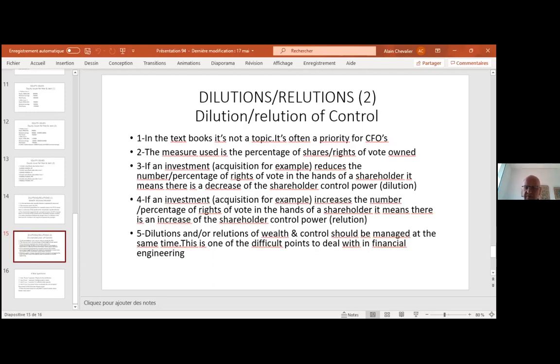If you consider what's happened, and compare what you find in your textbook and what you find in interviews and discussions with CFOs, you understand that dilution and reduction is not a central topic in the textbook. Of course, you find the words, you find calculations of earnings per share. Very often, reduction is not even known in the textbook as a word. But these two elements are priorities for CFOs.